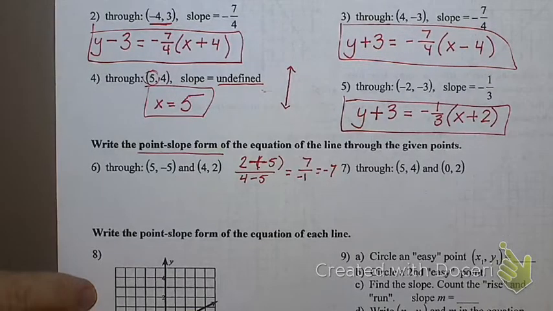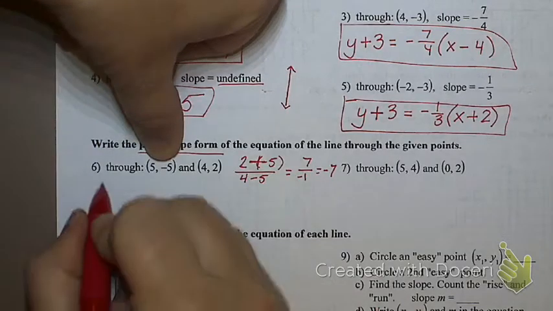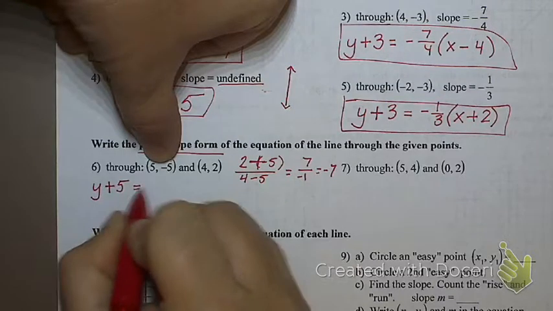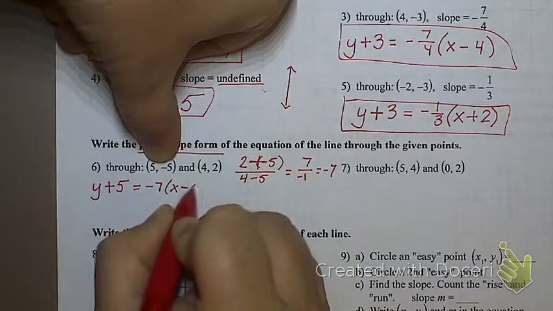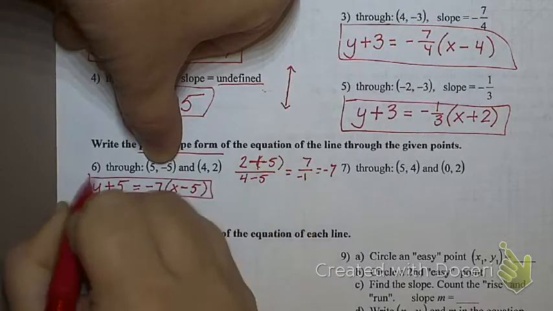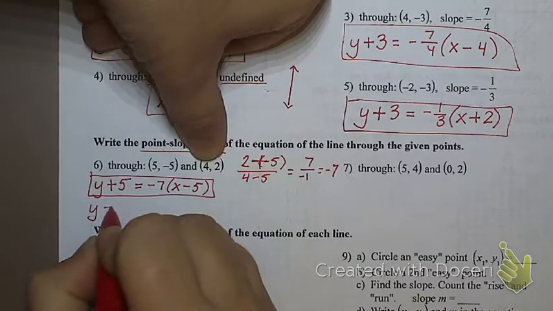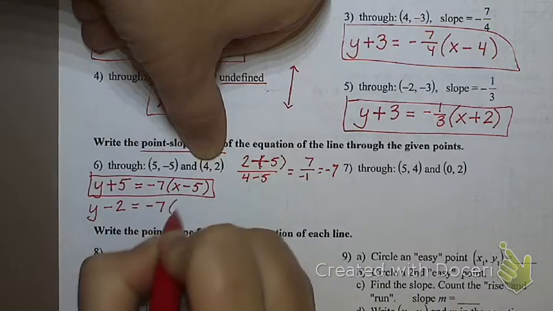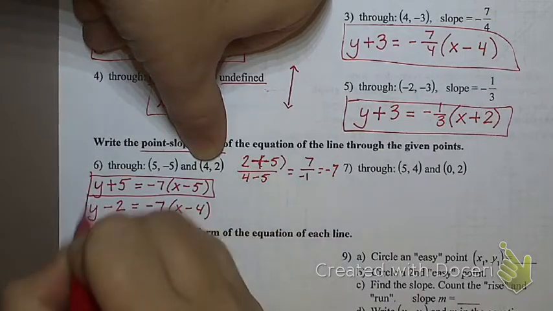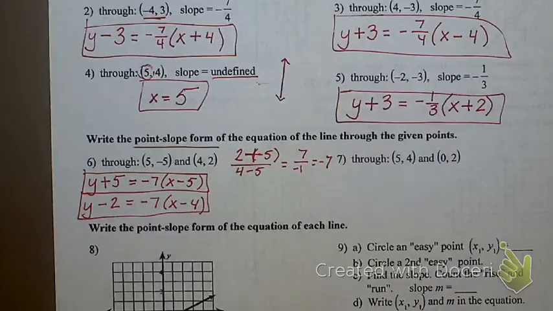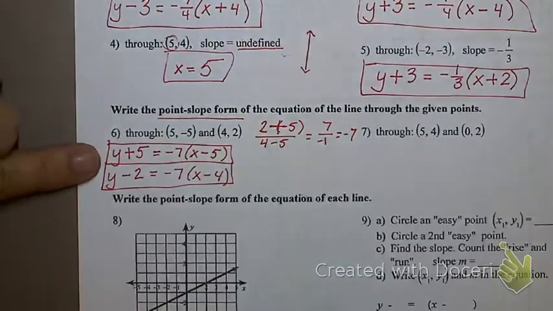Now, point slope form, there are 2 correct answers. I can use this point and say y minus a negative 5 becomes y plus 5 equals negative 7 times x minus 5. That is a correct answer. Or if I use this point right here, I can say y minus 2 is equal to negative 7 times x minus 4. Now, why are there 2 correct answers? Because there's two points. There's actually a lot of points in a line. Those 2 equations end up being the same thing.